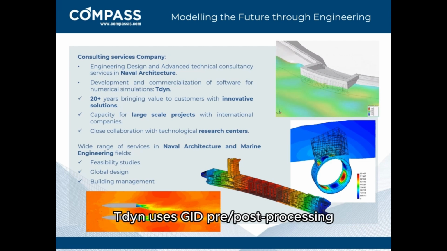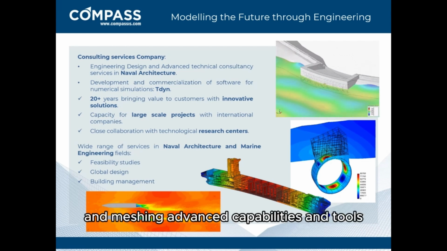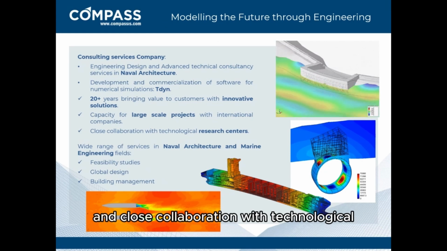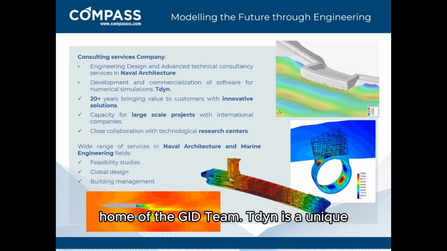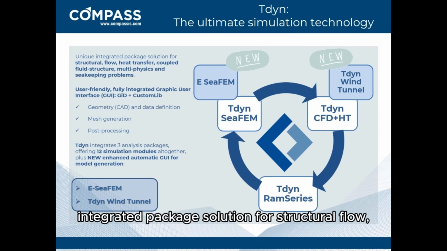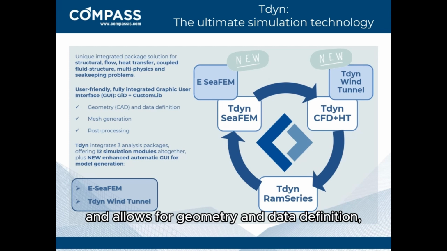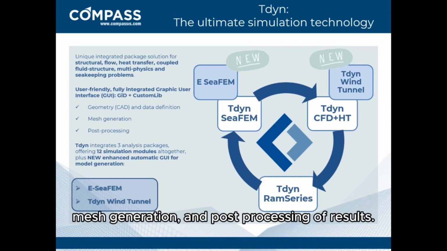Tdyn uses GiD's pre-post processing and meshing advanced capabilities and tools. Compass is proud of its continuous and close collaboration with technological research centers such as CIMNE, home of the GiD team. Tdyn is a unique integrated package solution for structural, flow, heat transfer, coupled fluid structure, multiphysics, and seakeeping problems. Its user-friendly, fully integrated graphic user interface, GUI, is based on GiD and CustomLib and allows for geometry and data definition, mesh generation, and post-processing of results.